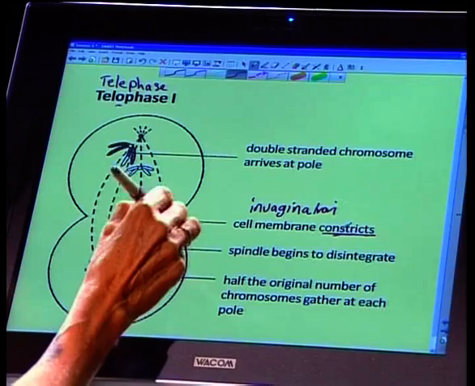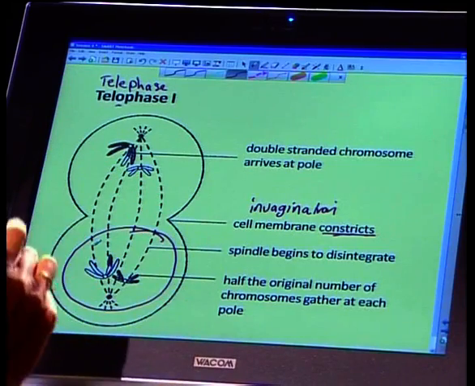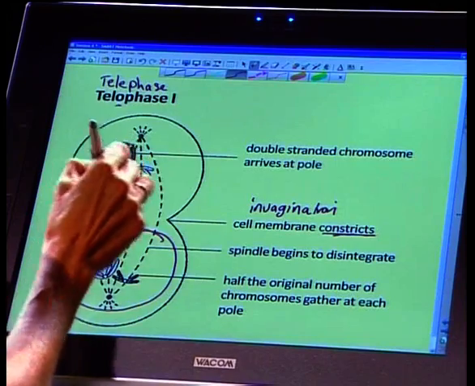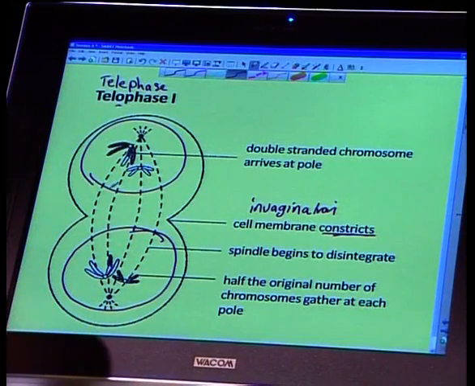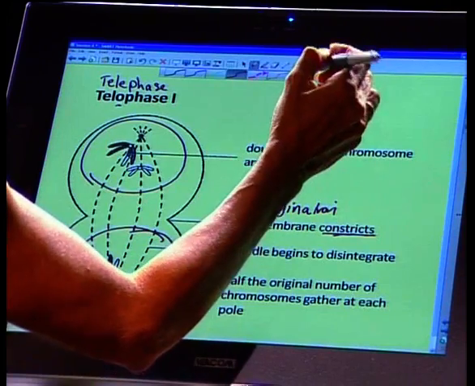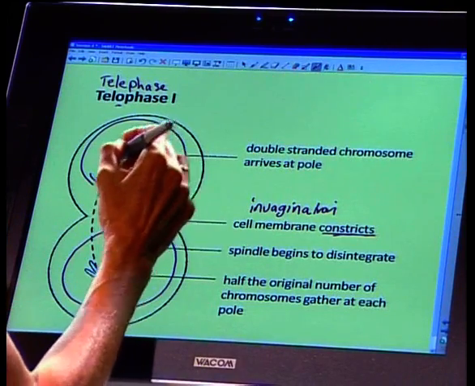Okay, and here we're going to sit now with half of the chromosomes that we started off with, and in this side we have half. But now, look here. And this is very, very important. Here, what have we got?